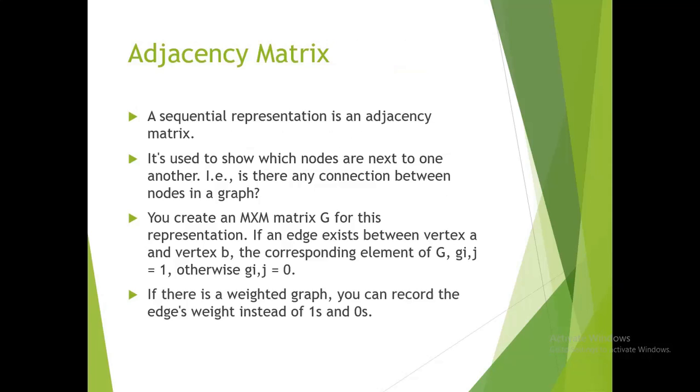A sequential representation is an adjacency matrix. It is used to show which nodes are next to one another, that is, is there any connection between nodes in a graph. You create a matrix G for this representation. If an edge exists between vertex i and vertex j, the corresponding element of G, G[i][j], equals 1. Otherwise, it equals 0. If there is a weighted graph, you can record the edge weights instead of ones and zeros.